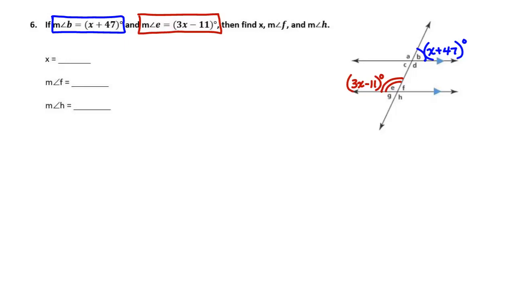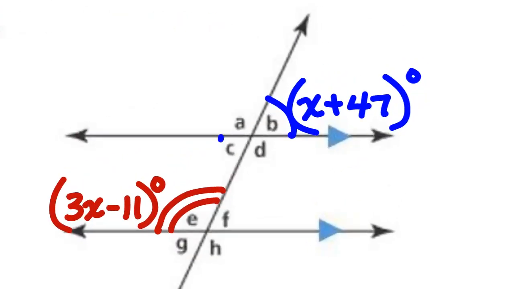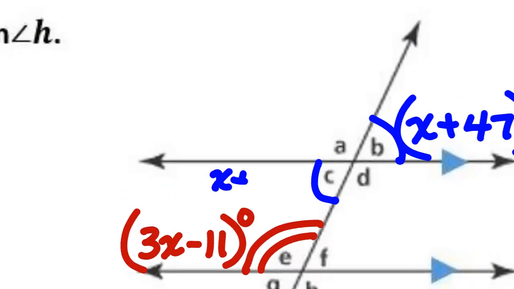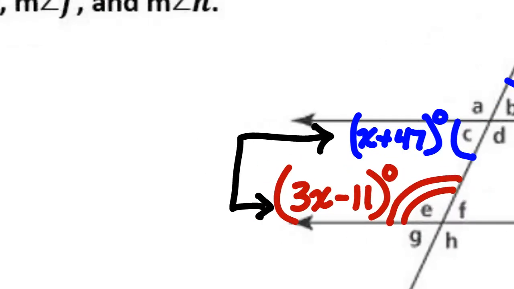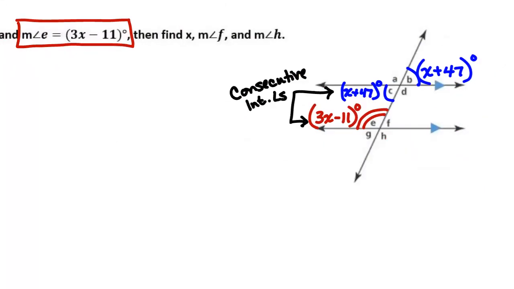But I can find something that's the same size as one of those two. Find something the same size as angle B for me. C. Why are those two congruent? They're vertical angles, so that means C is also x plus 47 degrees. Do I have a name for this angle pair? Consecutive interior angles. We were told the lines were parallel. That's what those little arrowheads on there mean.